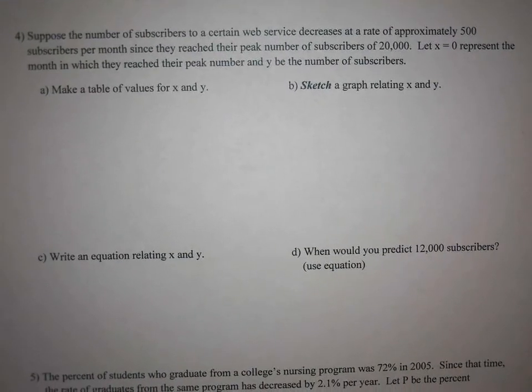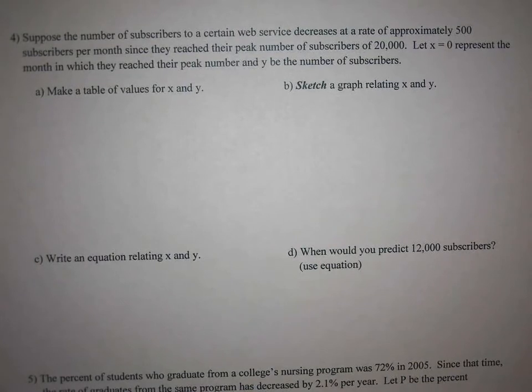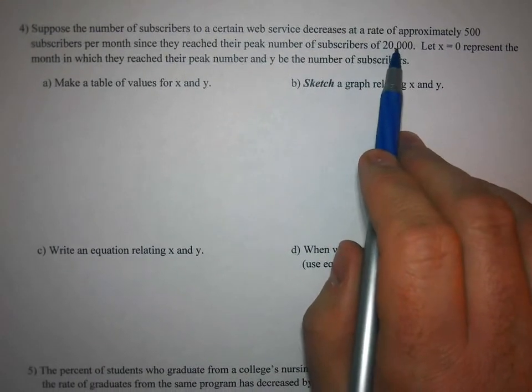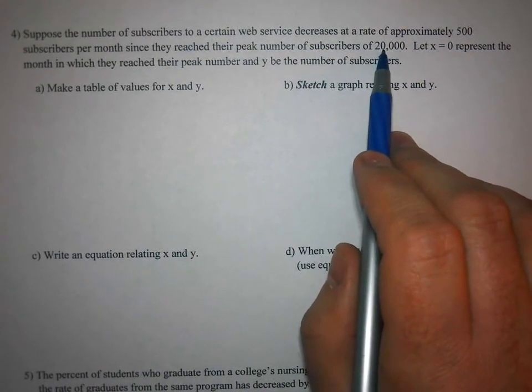Okay, so moving along to the second page, just a few more examples of the same kind of thing. In number 4, they tell you that the number of subscribers to a certain service decreases at a rate of 500 subscribers per month since they reach their peak number of subscribers of 20,000. So X equals 0 represents the month when they reach their peak number, and Y is the number of subscribers. The wording on this is a little bit awkward because of the reaching their peak number, but that's basically your starting point. All that means is they're starting at their peak number, 20,000. That's when you're starting to write the equation of your line.